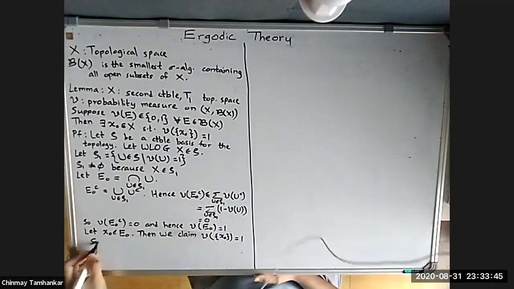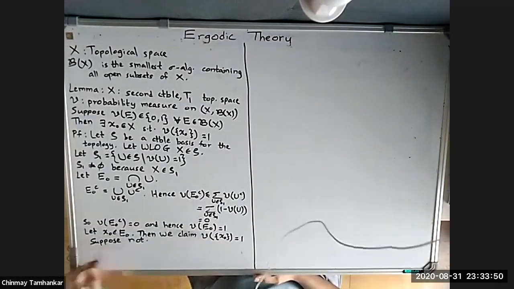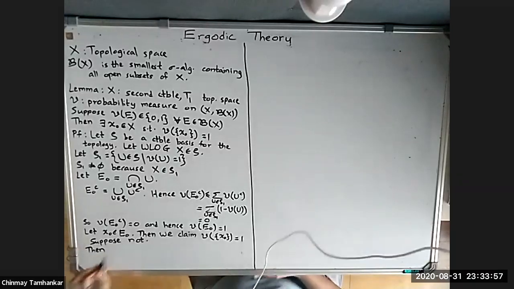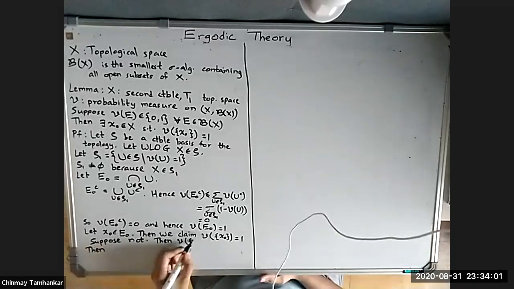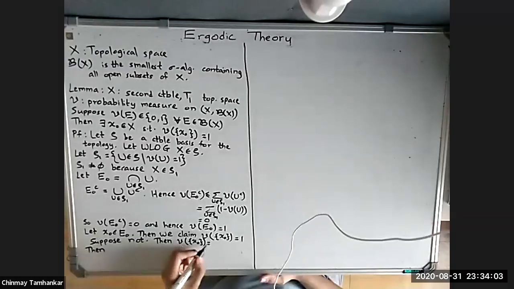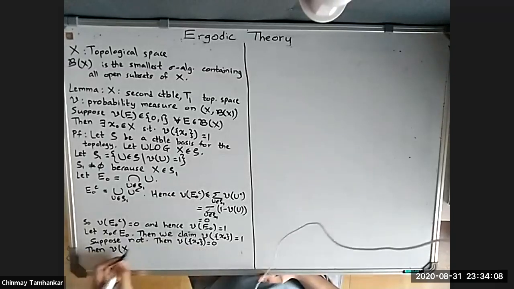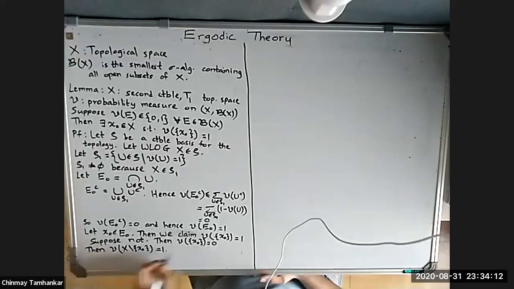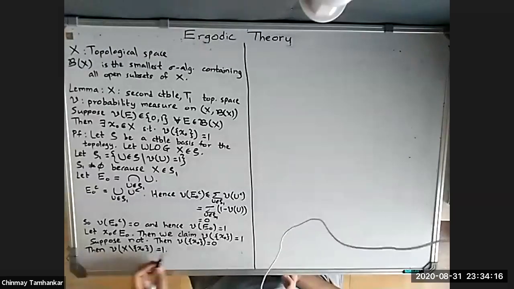So suppose not. Then what happens is, since the measure of any set is either 0 or 1, we have the measure of the singleton x naught is 0. So hence the measure of X minus x naught is 1. But since the space is T1, this X minus x naught is open in X.